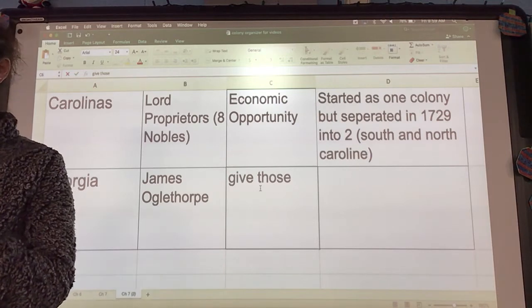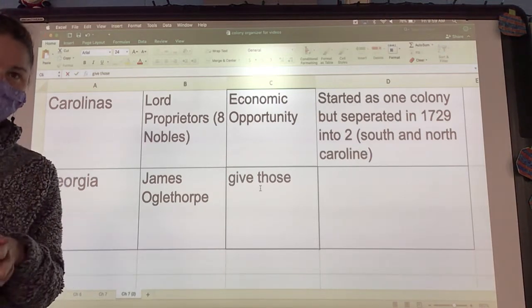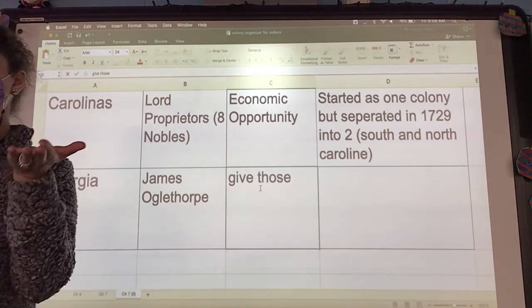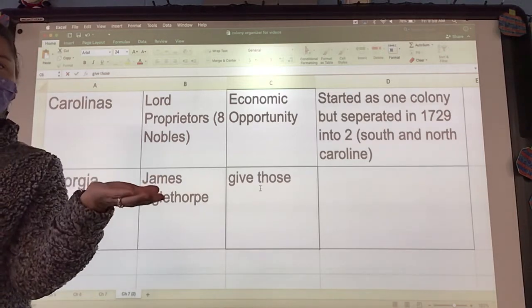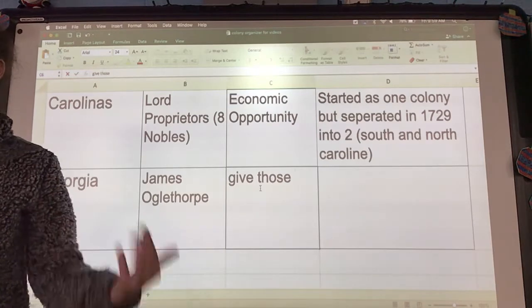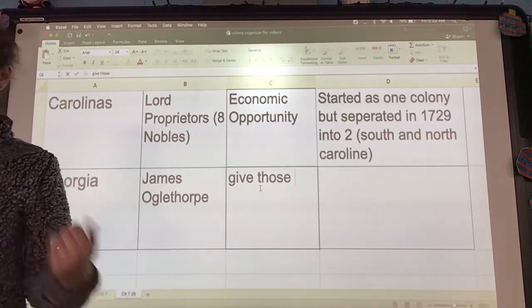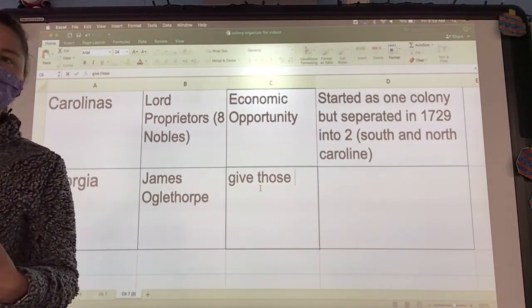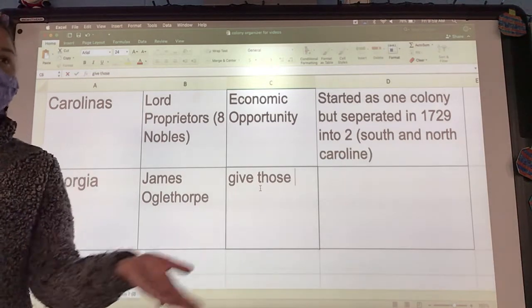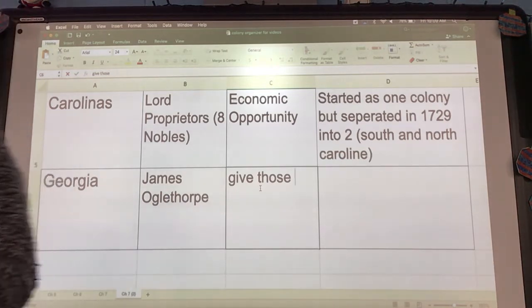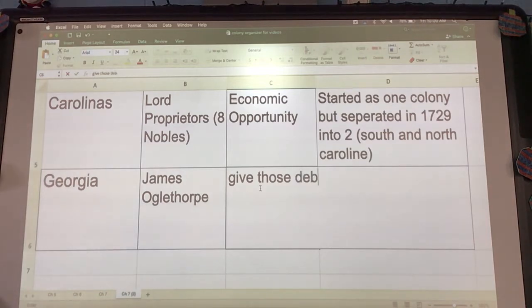So James Oglethorpe realized that those people were paying their debt, but after they paid off their debt, what would happen? They would go to jail. They went to jail because at some point they weren't making money to continue paying off that debt. So they were struggling, right? And he didn't think that was fair. We're sending these people to jail because they don't have the opportunities that they need, right? So he starts this colony to give those debtors one more chance, the opportunity.